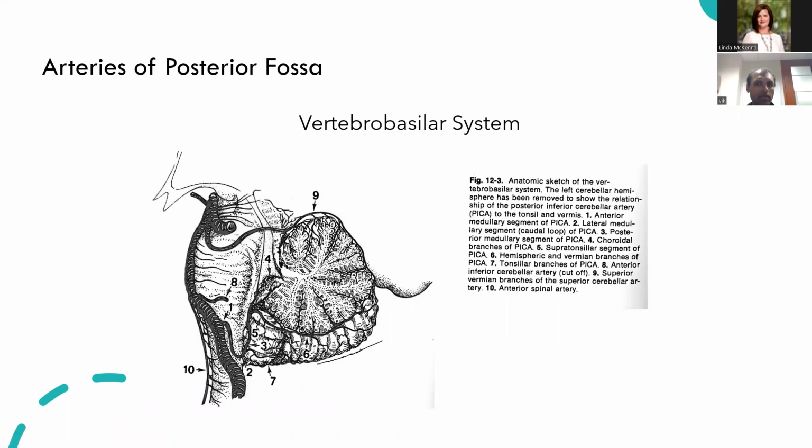So this is kind of another sketch, but I think it's just another way to illustrate, looking more specifically at the superior cerebellar artery as well as the posterior inferior cerebellar artery. So this down here, number one, is PICA, or the posterior inferior cerebellar artery, and number 9 is going to be the SCA, or the superior cerebellar artery.